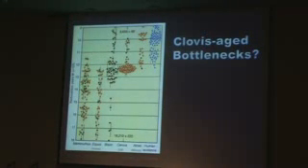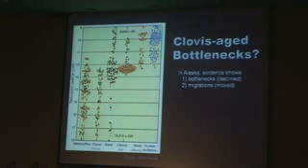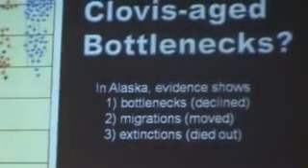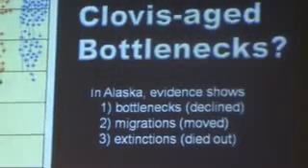Here's something curious in Alaska. When we take a look at the work done by Dale Guthrie, he looked at a number of different animals, and he found that there were 3 things that happened. There were bottlenecks, meaning the populations declined. They didn't go extinct, but there were fewer of them. They migrated, or they went extinct, one of 3 things. And all of these things come into play in Alaska.